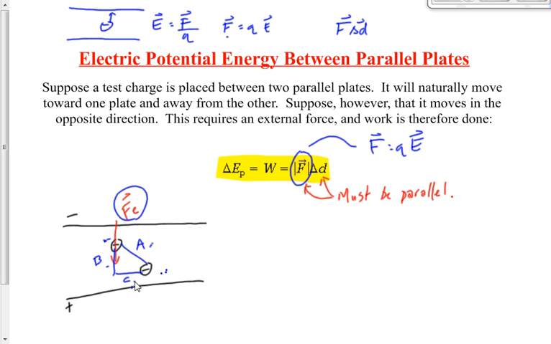The only thing that matters is the force and the displacement in the direction of that force, parallel to that force. Does that make sense? Okay, it's not a huge deal. But if you ever see a question where this charge is going in a couple of different directions like this, all we care about is the direction of the displacement that's in the direction of the force.